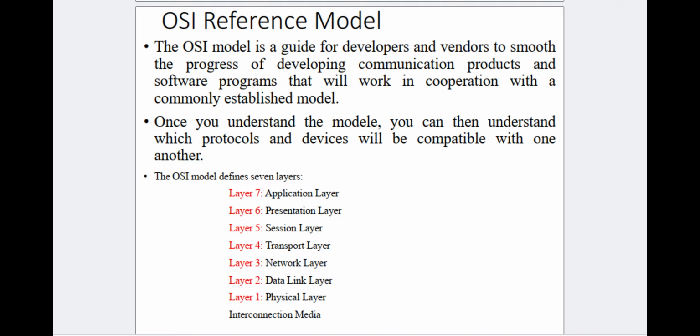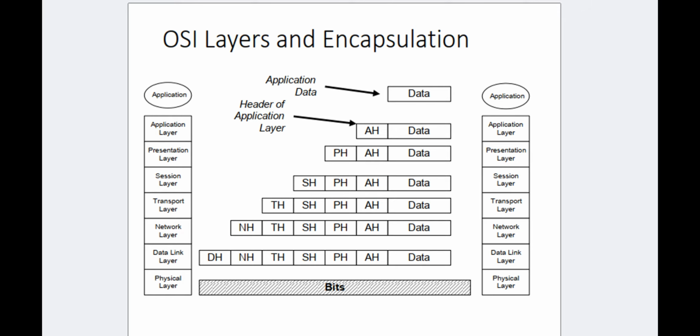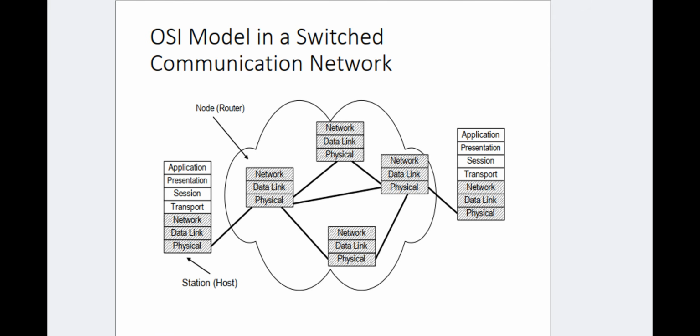The OSI model defines 7 layers: Layer 7 application layer, Layer 6 presentation layer, Layer 5 session layer, Layer 4 transport layer, Layer 3 network layer, Layer 2 data link layer, Layer 1 physical layer. Interconnection media. OSI layers and encapsulation. OSI model in a switched communication network.